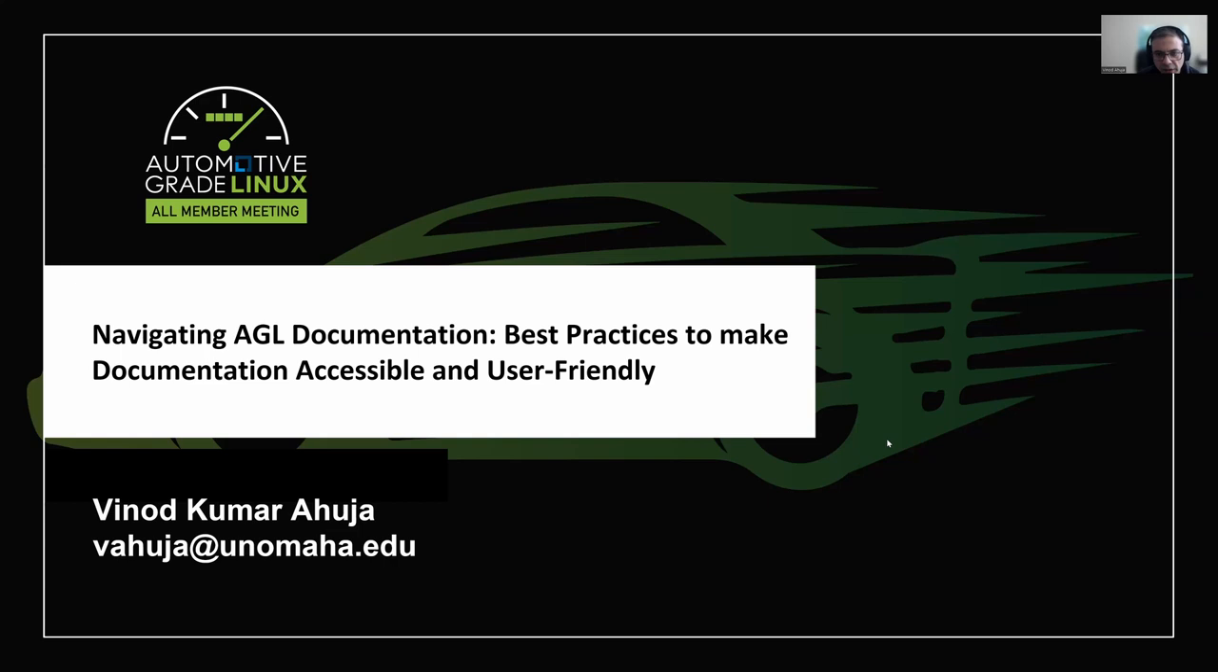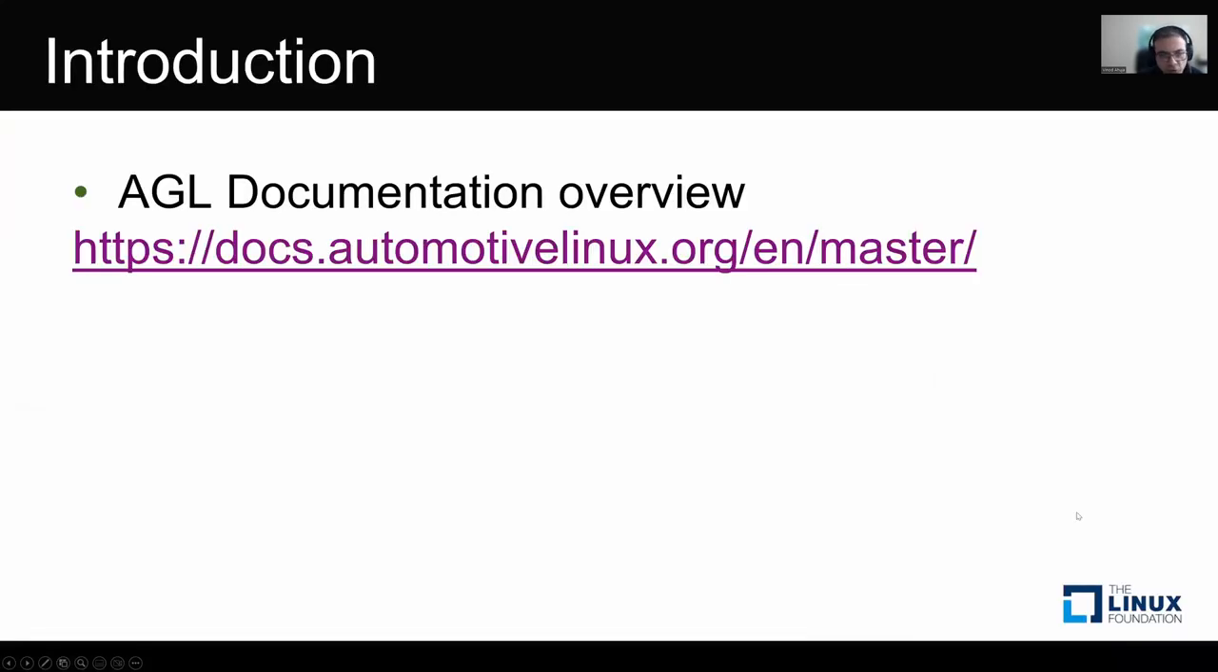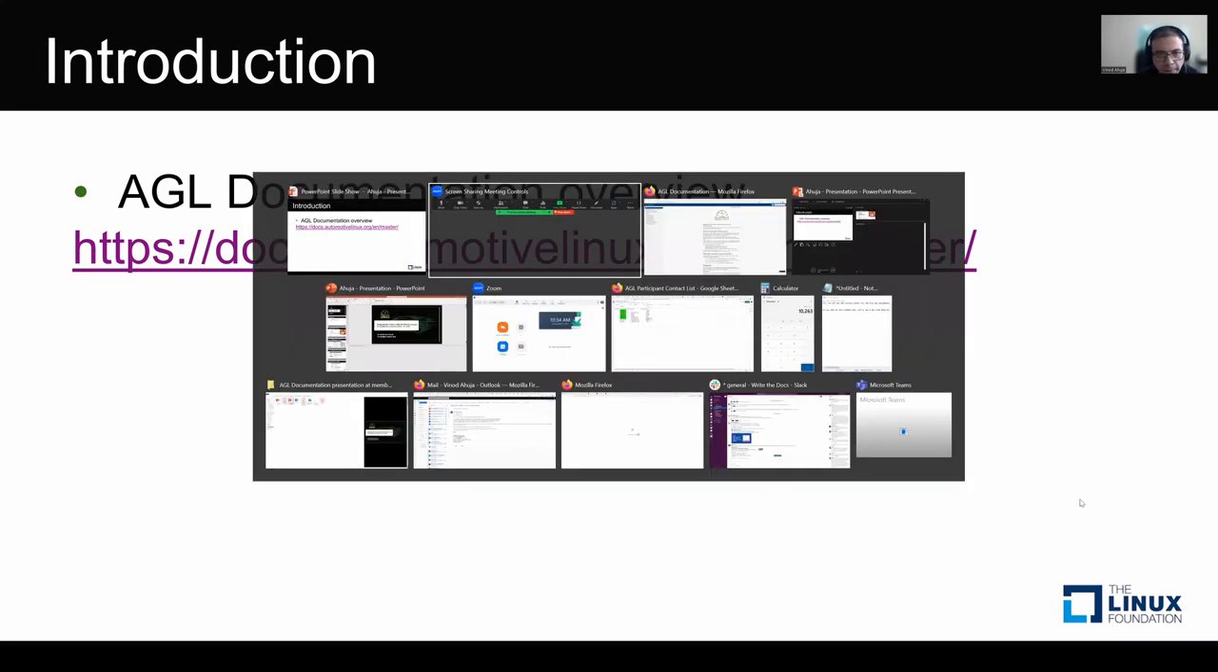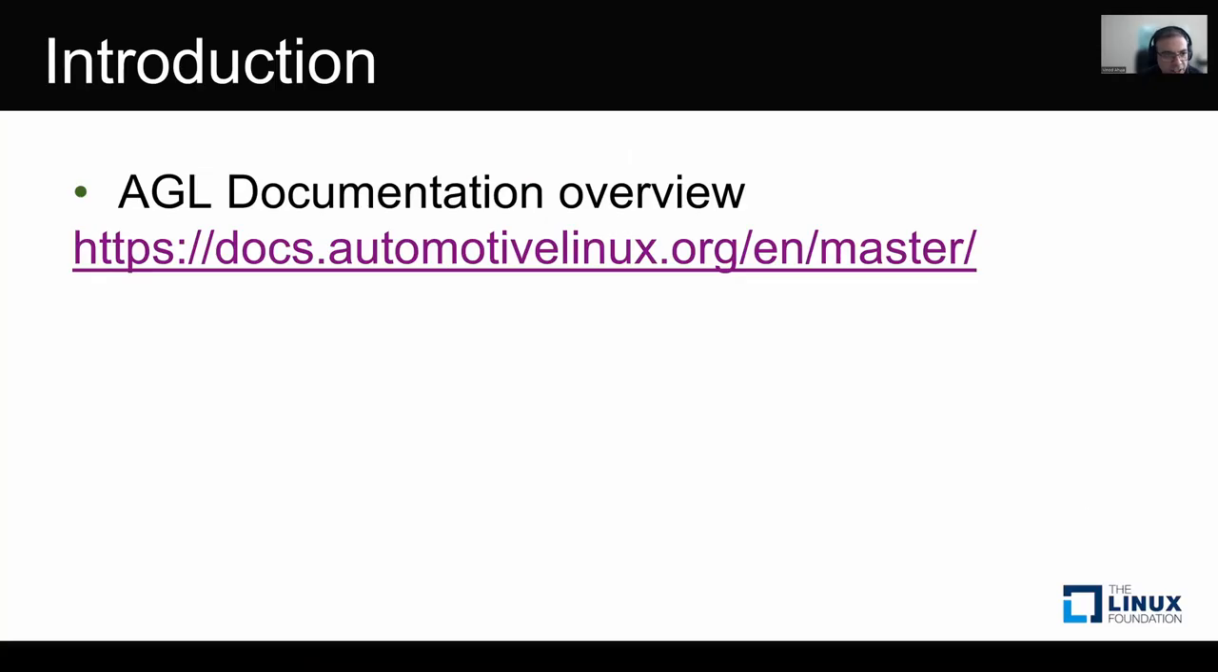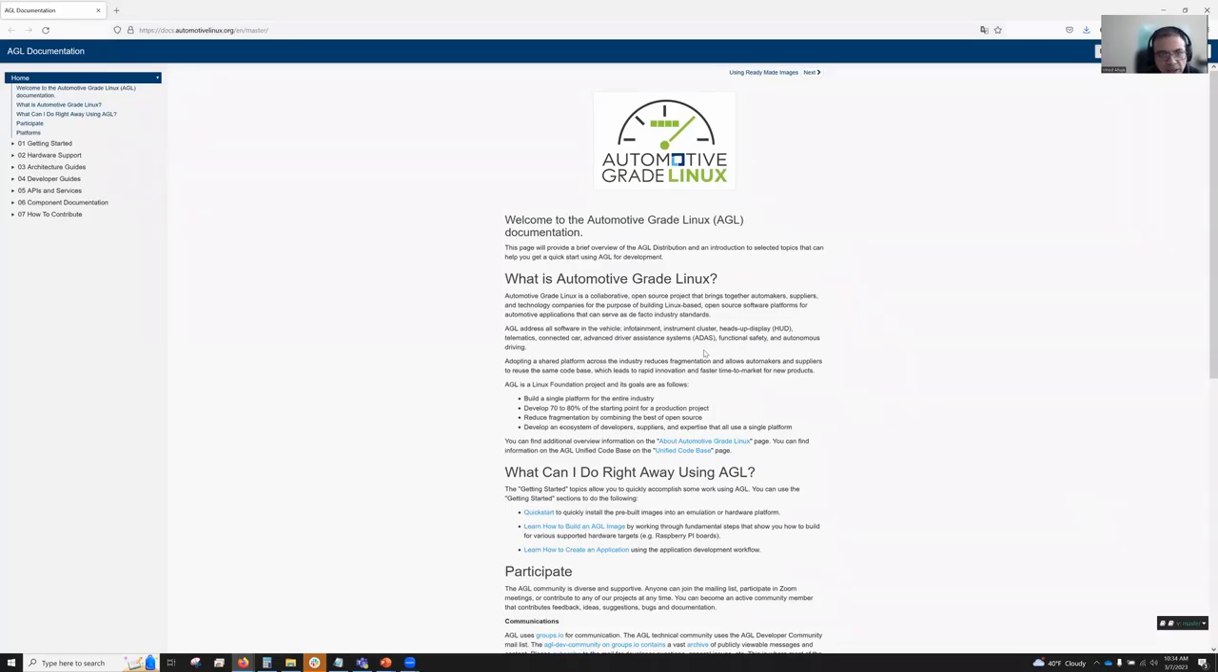So this presentation comprises two parts. First, we will look at an overview of the AGL documentation. Here is the link to the AGL documentation, and when I click this, it opens a browser. So here is the main page of the AGL documentation. AGL documentation is divided into seven sections.